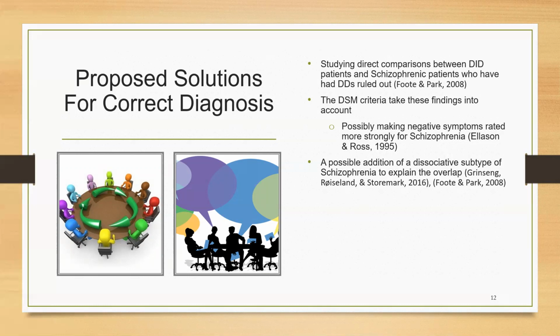Another proposal is that the DSM criteria take these findings into account, that DID has several positive symptoms of schizophrenia, and in regard to that, make negative symptoms rated more strongly for schizophrenia to be a diagnosis. A possible addition of a dissociative subtype of schizophrenia has also been proposed to explain the overlap in these symptoms.